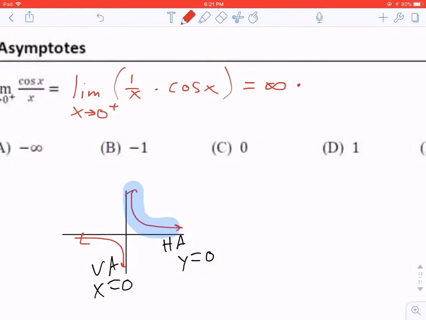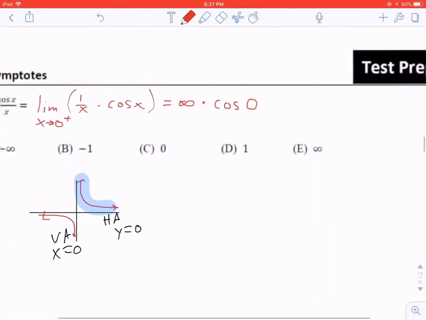Cosine of x, what is that approaching? Well, as x approaches 0, that's saying what is cosine of 0? Cosine of 0 is 1, so it's infinity times 1, which is infinity.